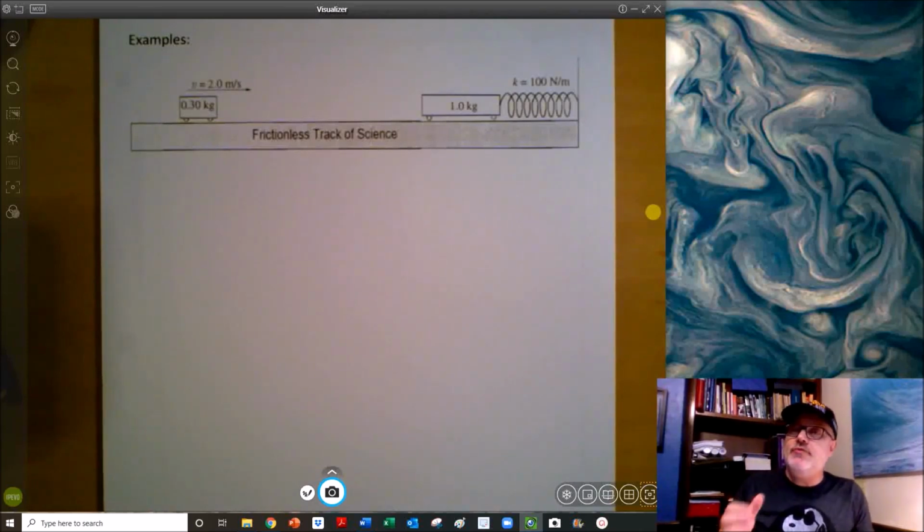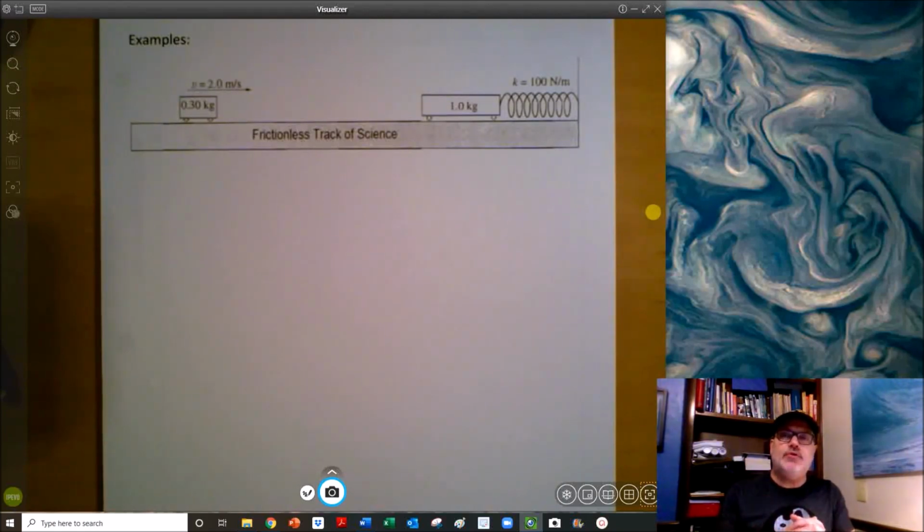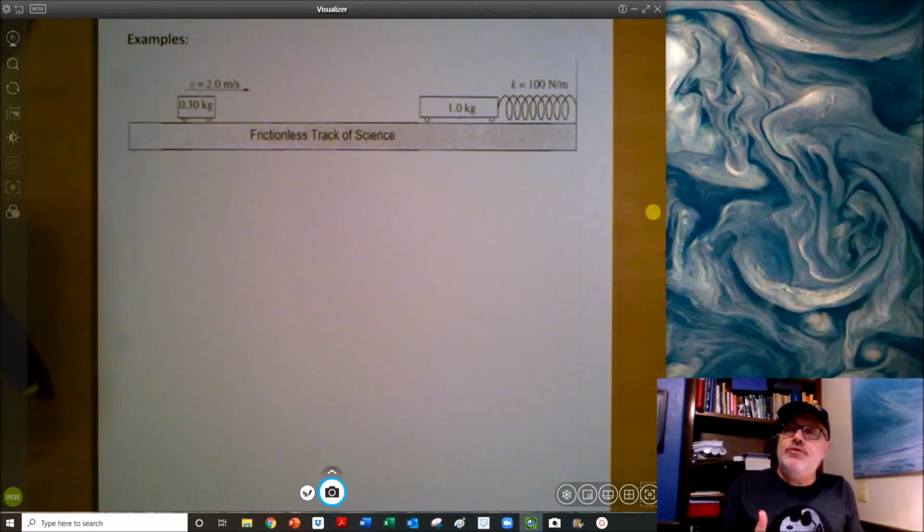The College Board loves to put multiple parts of physics together in one problem because they're trying to see if you really understand what's going on by mixing it up. So here's one where we have colliding objects with a spring. All right, how do I know this is going to be a momentum problem, and how do I know it's going to be a simple harmonic motion problem?